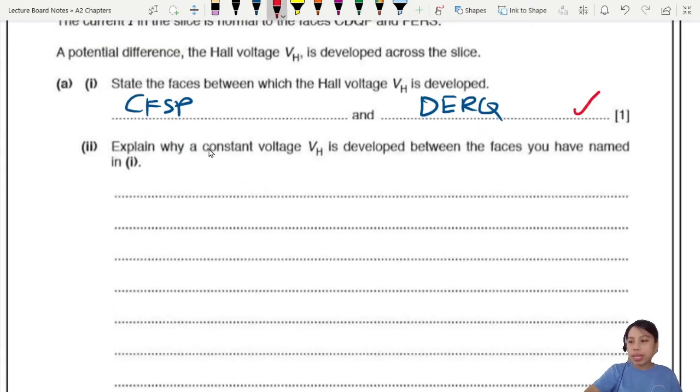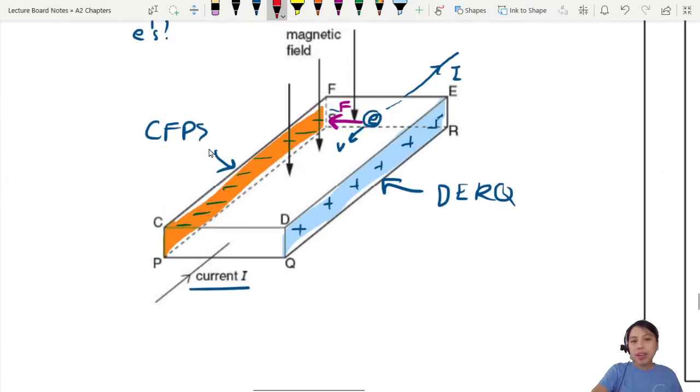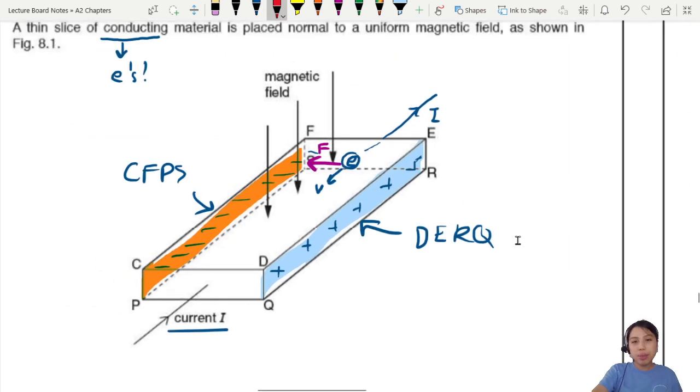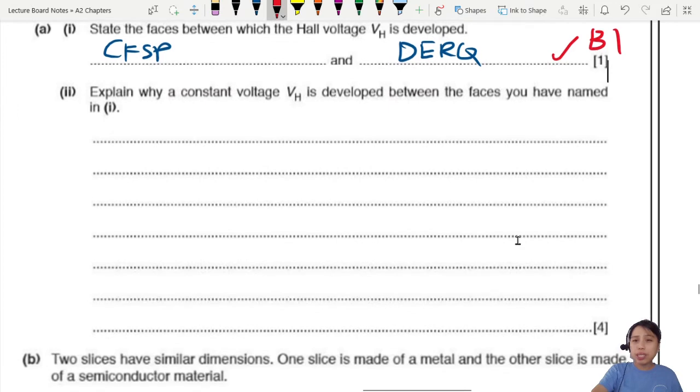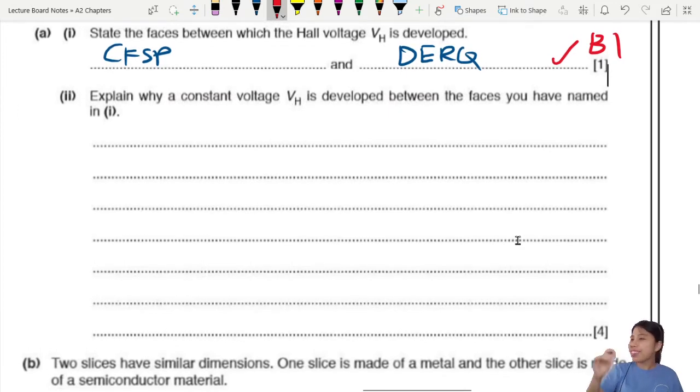So you need to be able to recognize which side the Hall voltage will develop. One side the magnetic field comes in, the other side the electric field, this side the current is going already. So the third side must be where the Hall voltage develops across. Now the explanation. 4 marks! Look at this big 4 right here.